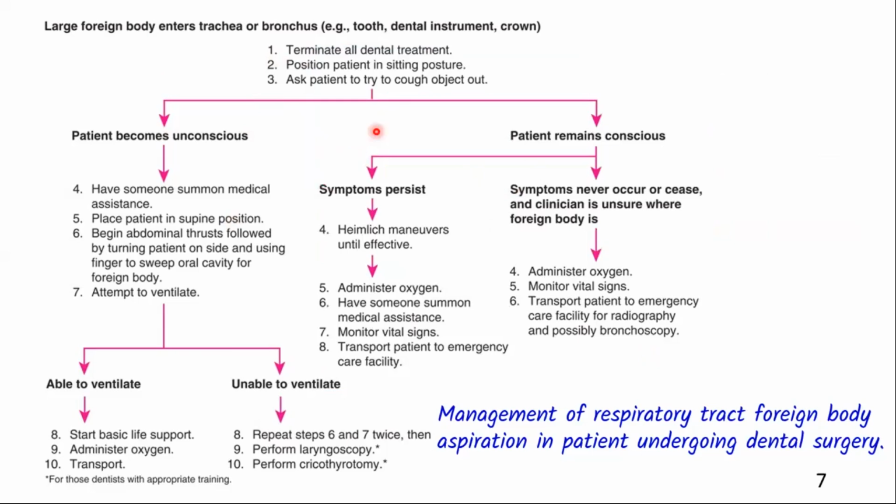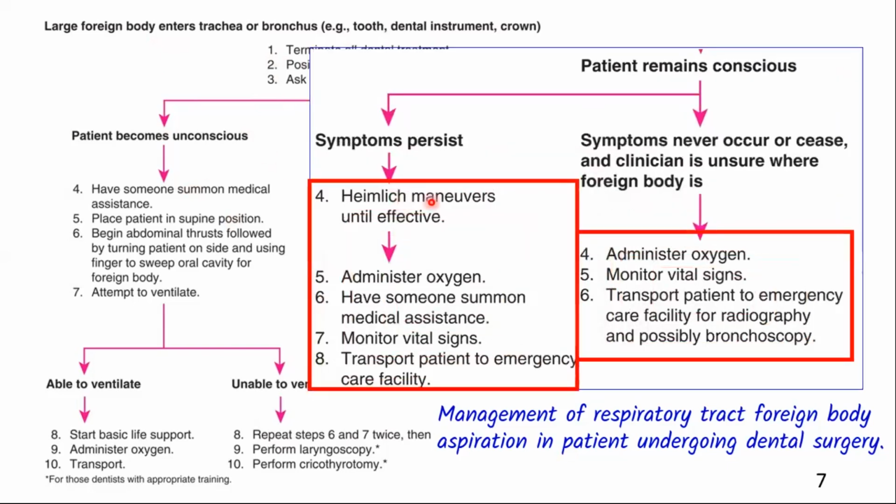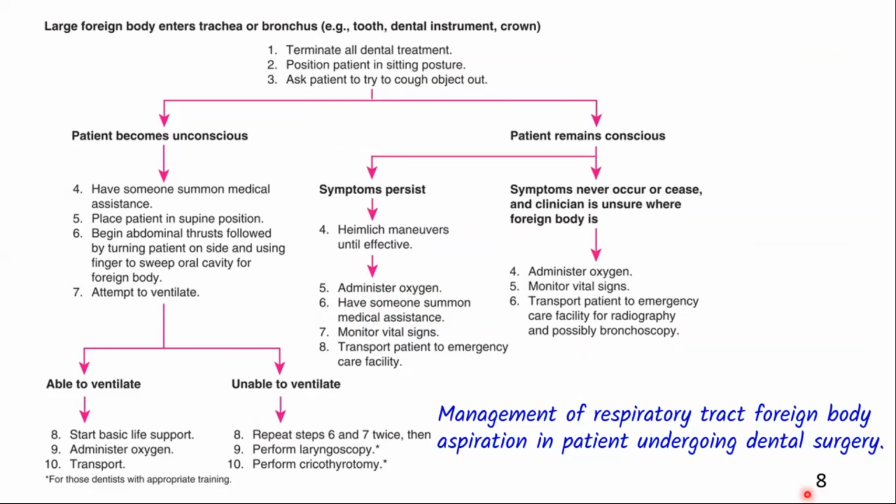This flow chart shows the management of respiratory tract foreign body aspiration in a patient undergoing dental surgery. It will be explained in detail in the next video. Here the steps are shown. For conscious patients, administer oxygen, continuously monitor the patient's vital signs, and transport the patient to an emergency care facility. Bronchoscopy may be necessary to locate and remove the foreign body.